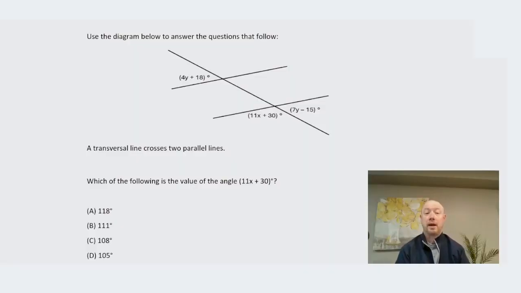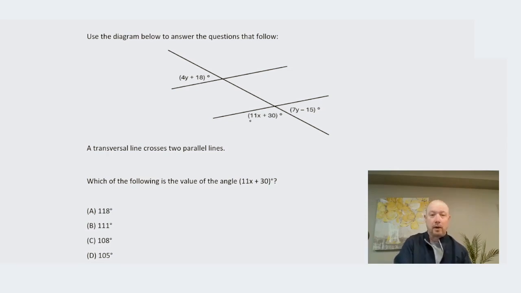Use the diagram below to answer the questions that follow. A transversal line crosses two parallel lines. Which of the following is the value of the angle 11x plus 30? Is it A, 118 degrees, B, 111 degrees, C, 108 degrees, or D, 105 degrees?